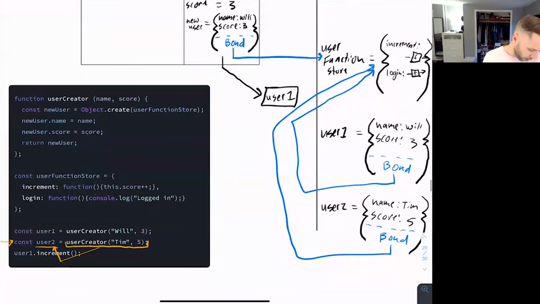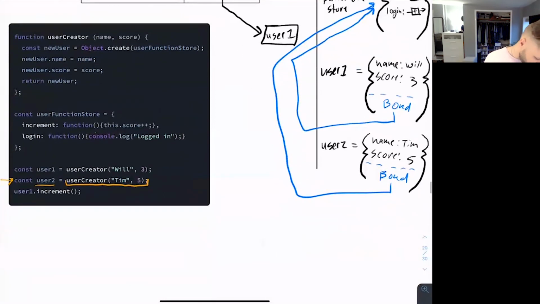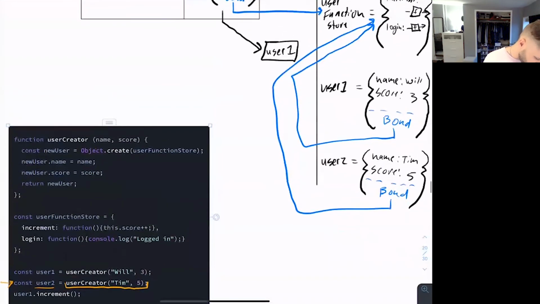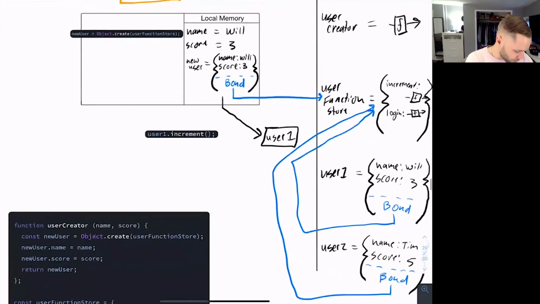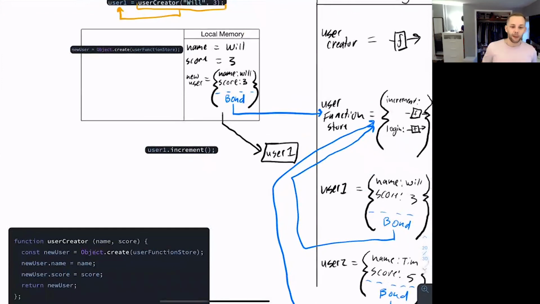Let's go through our final line. Our final line here is going to be our test. We have our two user objects all set up with their fancy little bonds here. Let's move that down a bit. Here is our test, user1.increment. User1.increment. Okay, I'm going to walk us through. You know what? No, I'm not going to walk us through.